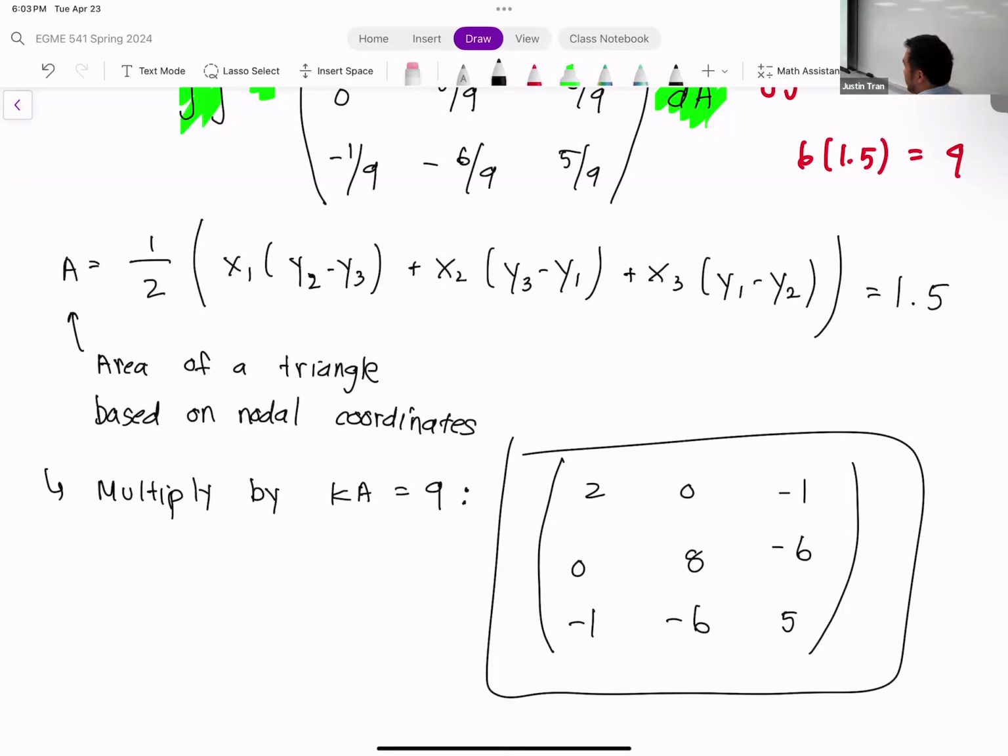Notice how it's symmetric. Just like all of our element stiffness matrices that we've seen in this class, it's a proper symmetric matrix. If you get an element stiffness matrix that's symmetric, then you're probably on the right track. Any questions on this example here?